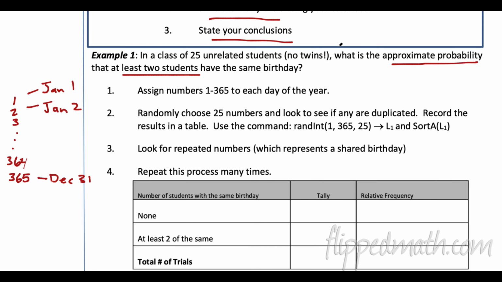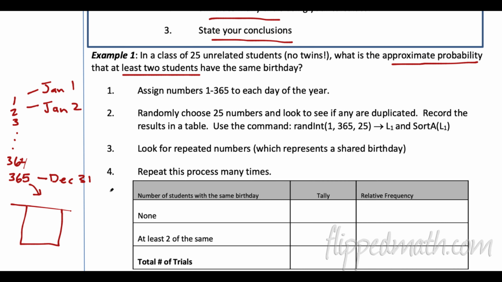Now what we're going to do is ask the calculator to pick one of these randomly. It's almost as if we take all these numbers and throw them in a fancy hat, on a piece of paper, and then we mix it up and pull one out. That'll represent the first student. We'll get a number from 1 to 365, and whatever that number is will represent their birthday.